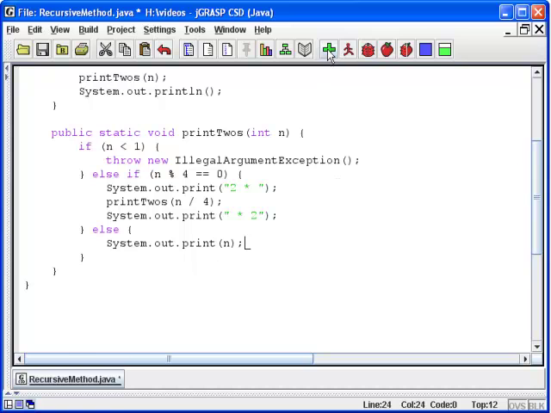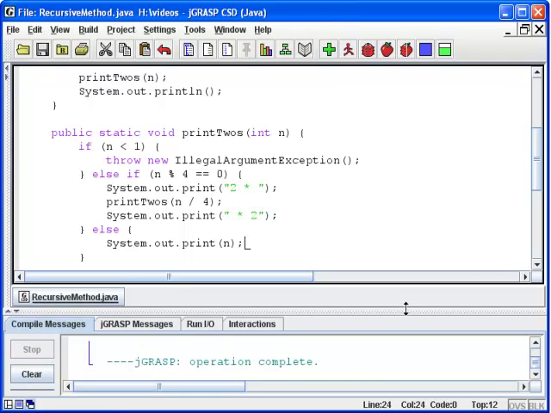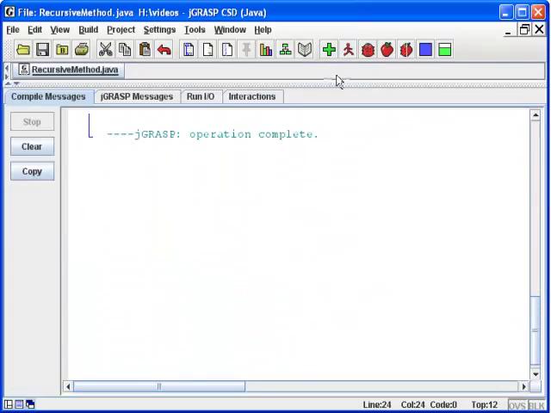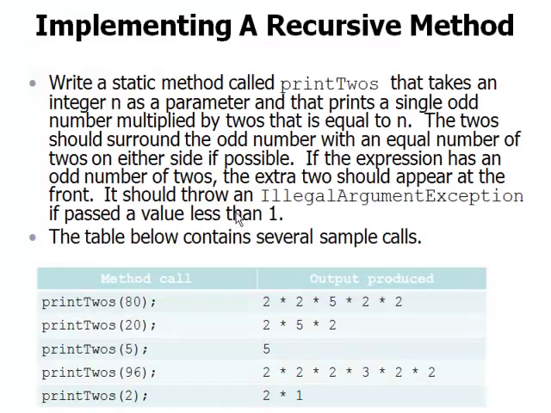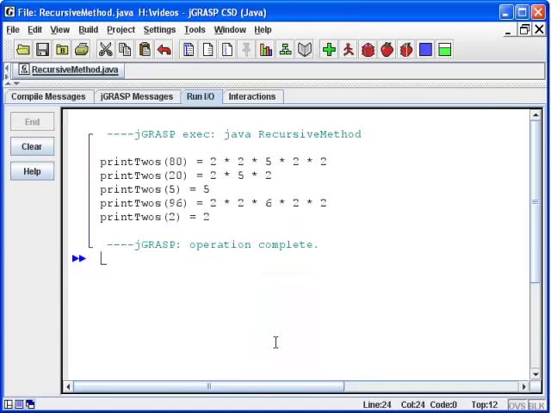So let's go ahead and compile, make sure we didn't make any mistakes, and then let's run this version of the program. And actually we get some interesting results. When we ask it to print the 2's for 80, we get 2 times 2 times 5 times 2 times 2. For 20, 2 times 5 times 2. For 5, we get 5. And if you look at our table, that matches the first 3 lines in our table. But we're getting the wrong answer for print 2's of 96 and print 2's of 2.